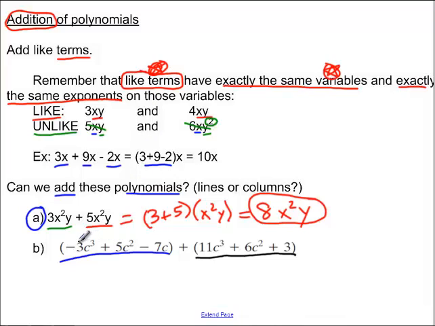So the question is, here's the blue polynomial. It's a 1, 2, 3 trinomial. Here's the black polynomial. It's a 1, 2, 3 trinomial because it has 3 terms in it. Terms are separated by addition. So can we add them up?